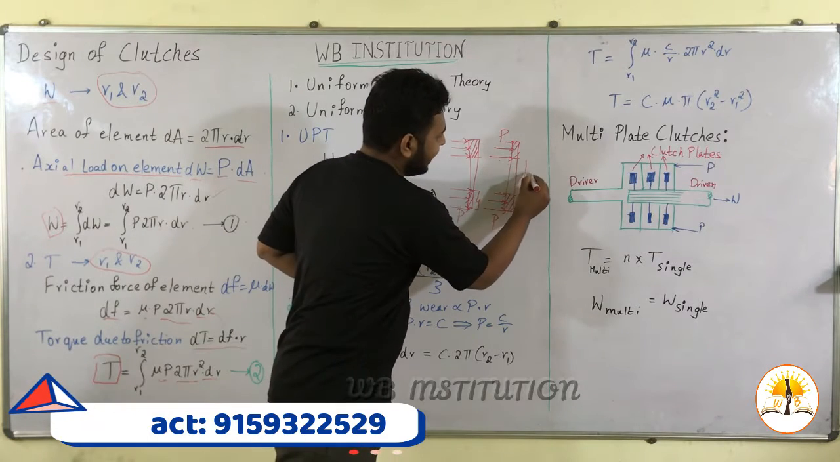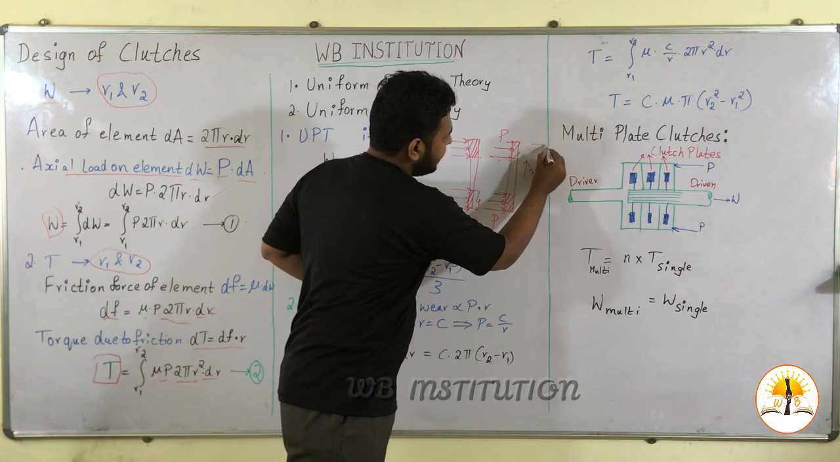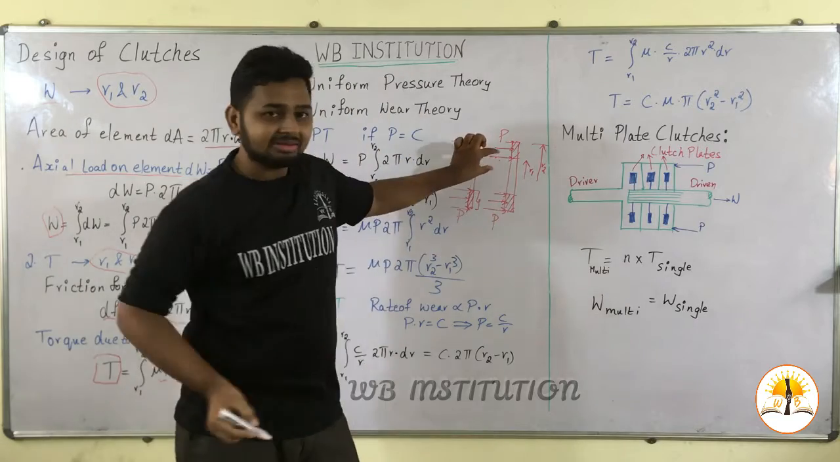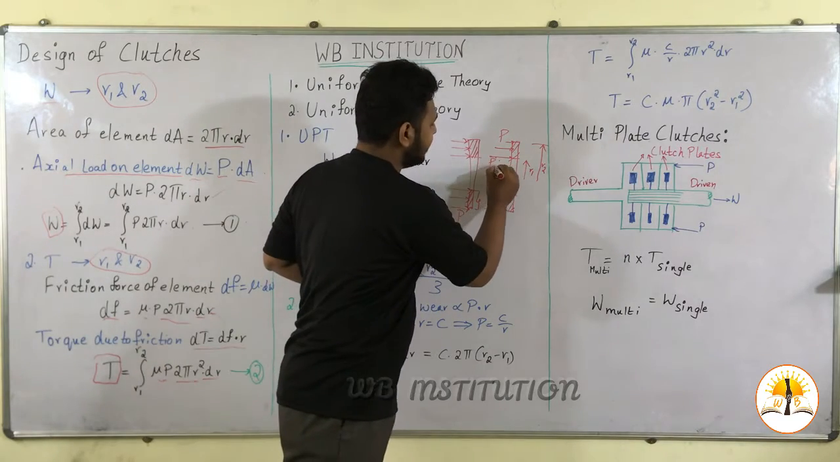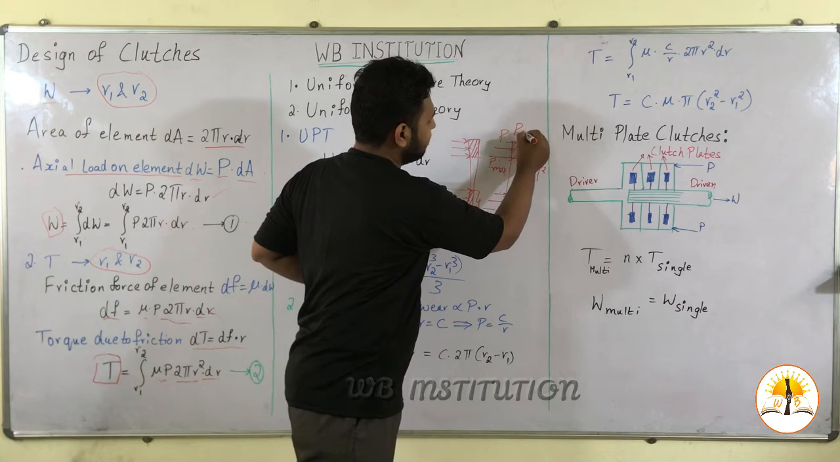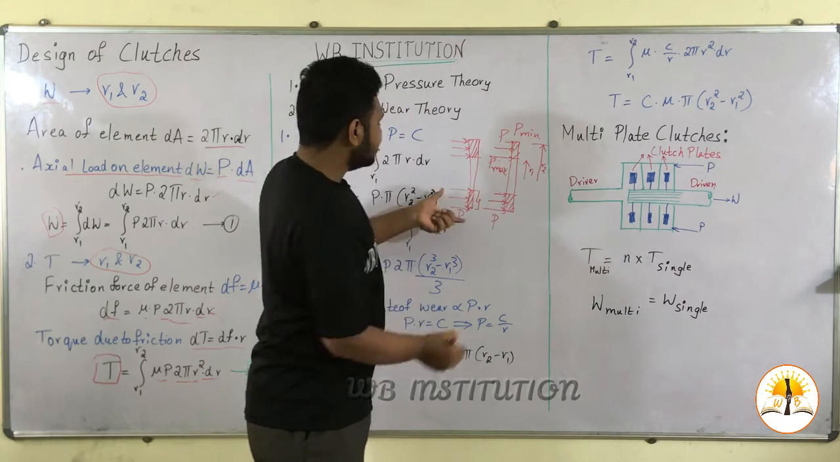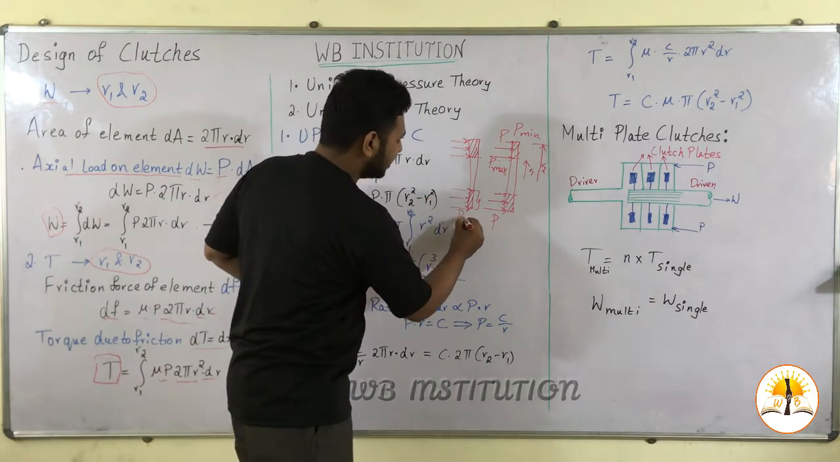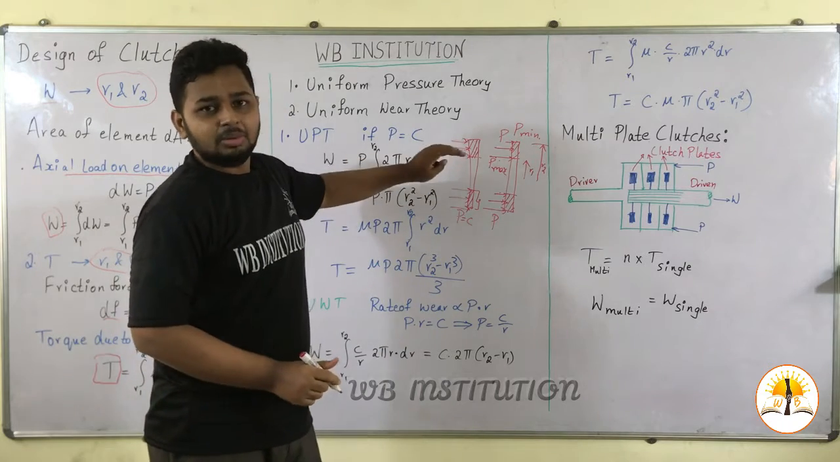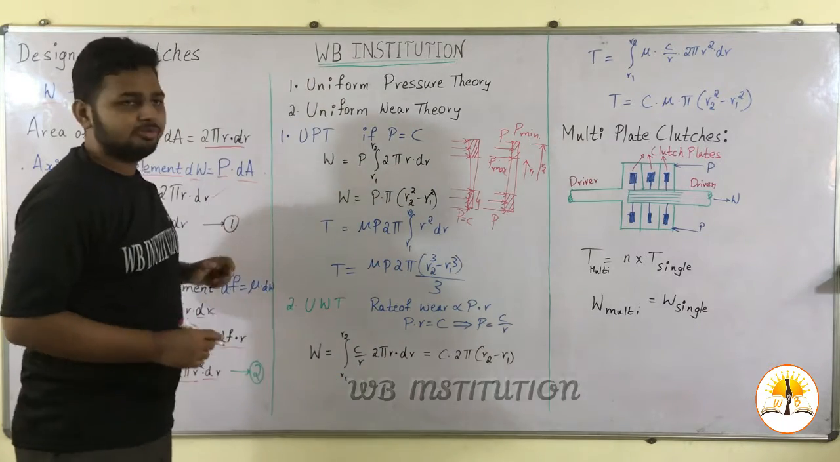Here the radius is R1 and here the radius is R2. At R1 the pressure is maximum, P max, and at R2 the pressure is minimum, P min. In the uniform pressure condition, the pressure is constant throughout the radius. So this is simply about the uniform pressure theory and the uniform wear theory.